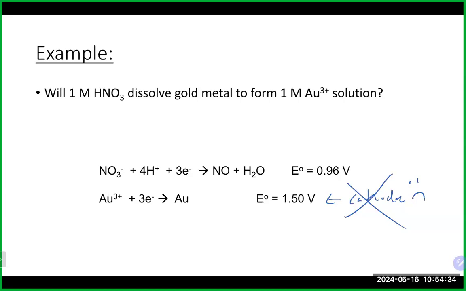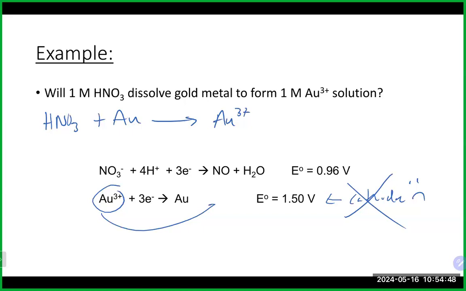Wrong. So that is wrong because the question asked, will nitric acid, which is HNO3, dissolve gold metal to form gold-3? So that tells me this guy is on the wrong side. So that actually has to be reversed. In this case, my cathode is actually going to be the nitric acid. This is going to be my anode because that will give me the actual reaction that we're looking for in this particular case.